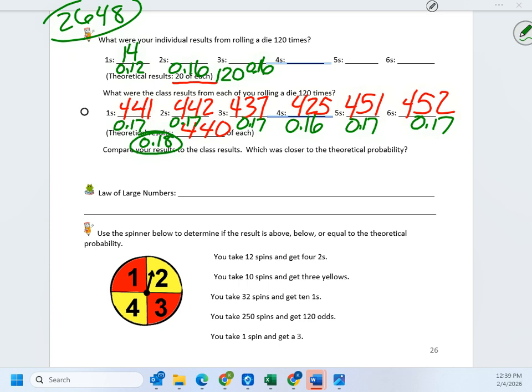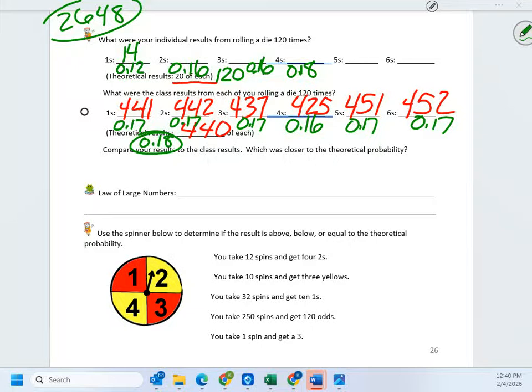Fours. Claire, what'd you get? 0.18. Claire's is closer. How many of you got 18% for the fours? Raise your hand. So I have 4 of you that actually got the theoretical probability. 18 of you did not. So for 18 of us, the class was closer. Yeah, I got 18, not 18%. Right, 0.18 is 18%. No, I got 18 as the answer. Oh, I see what you're saying.